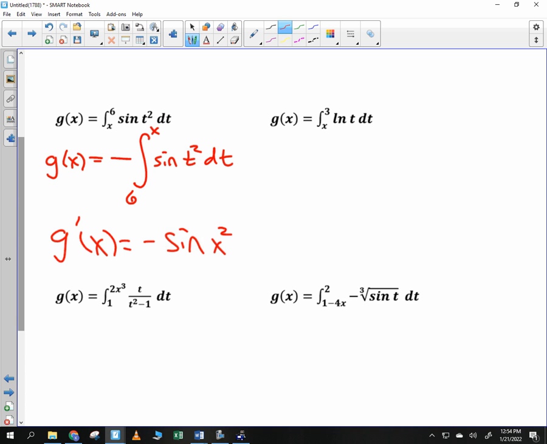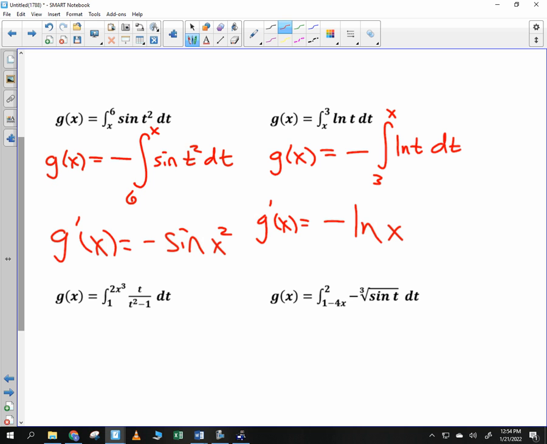You try the next one on your own. Go. The negative natural log of x. Piece of cake upside down. Last two problems of this unit. Way to go. You're so smart.